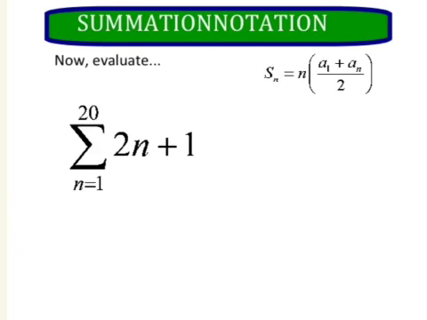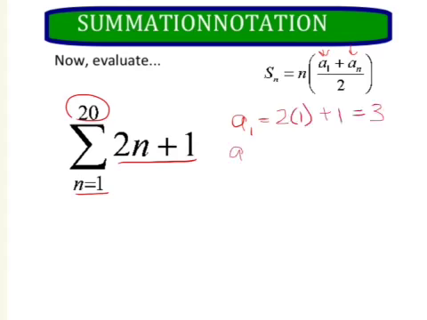Now let's take a look at summation notation. Remember, all summation notation tells us is that we're finding the sum of all the terms from the first term to the 20th term. So again, we still need to know the first term and we still need to know the 20th term. Well, hey, here's our rule. Let's find the first term. So A1, I'm going to plug 1 in for n. And then my 20th term is 2 times 20 plus 1, or 41.